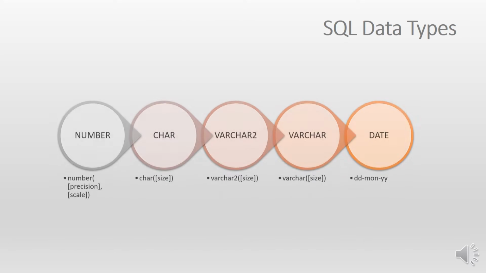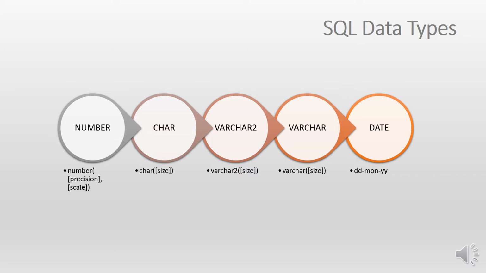To define columns, we have SQL data types. Many more SQL data types are available. Here we will see some basic data types: number, char, varchar2, varchar, and date. To specify a column with number data type, precision and scale can be given. To specify char, varchar2 and varchar data types, we have to give the size of the column after the data type. Date can be provided in the standard format dd-mon-yy.